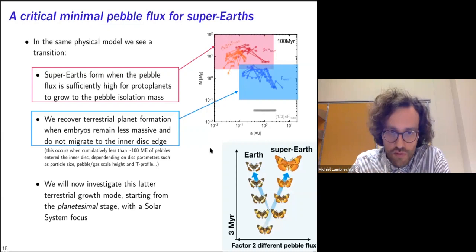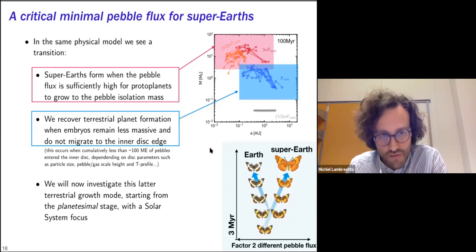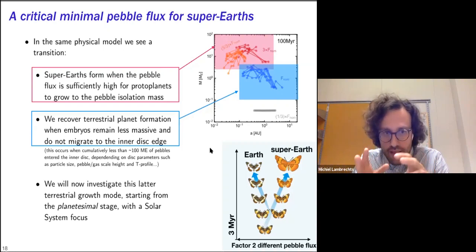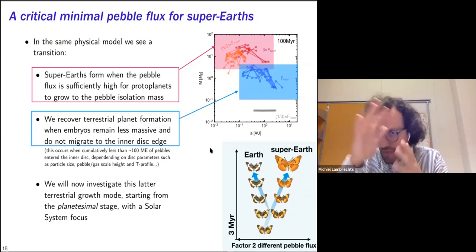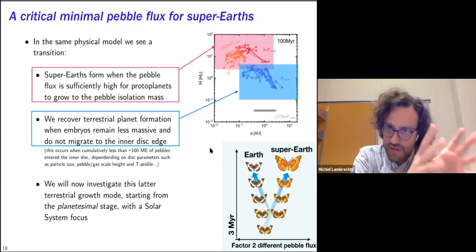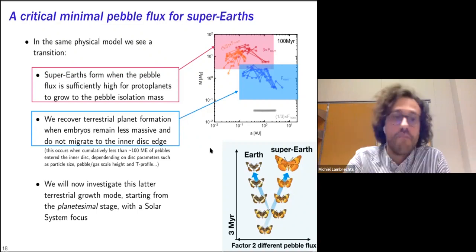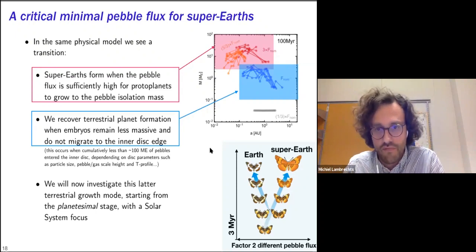When the embryos do not grow so large, they don't migrate to the inner disk edge, and we recover this terrestrial mode. The exact transition point, of course, depends on essentially the disk parameters. It is around 100 Earth masses for these parameters that we explored, but as I said, it depends, for example, on the particle size, the pebble gas scale height, temperature profile, and so forth.